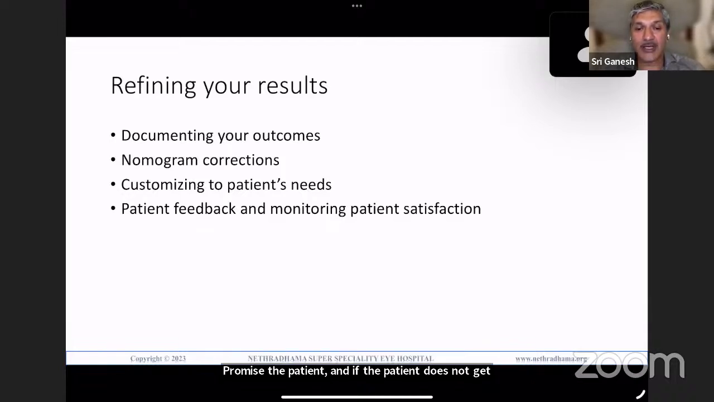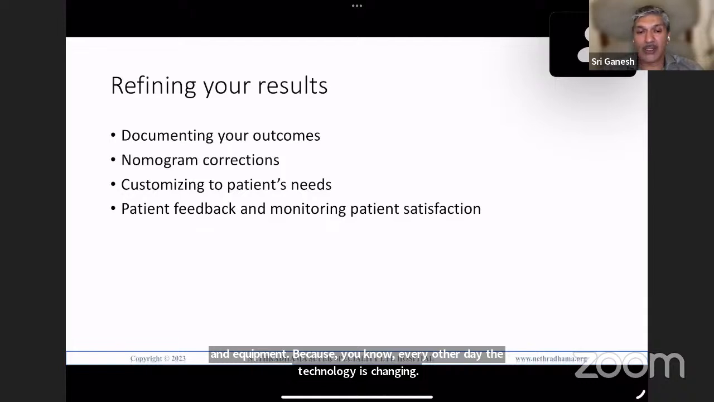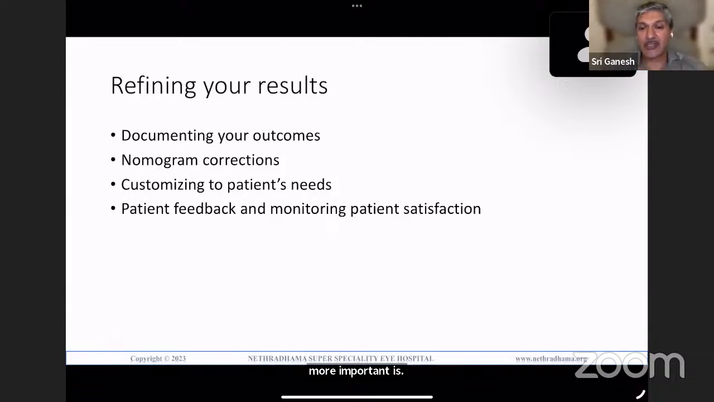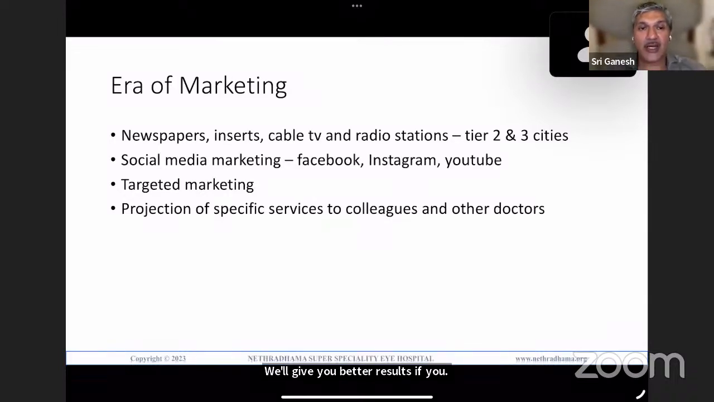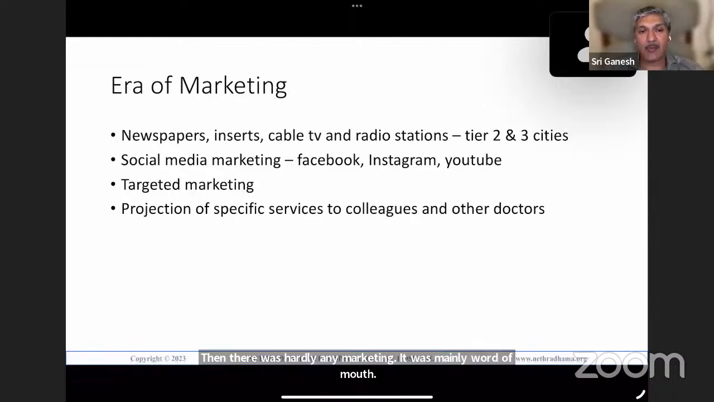And I would say, don't market technology and equipment, because every other day the technology is changing. Then you have to keep investing to market that. What is more important is your results and your patient satisfaction, and that's something that will give you better results if you market that. Of course, today is the era of marketing. When I started refractive surgery, there was hardly any marketing. It was mainly word of mouth. Your happy patients used to bring other happy patients, and then the practice used to grow.